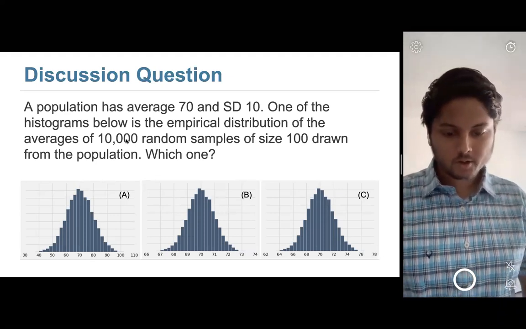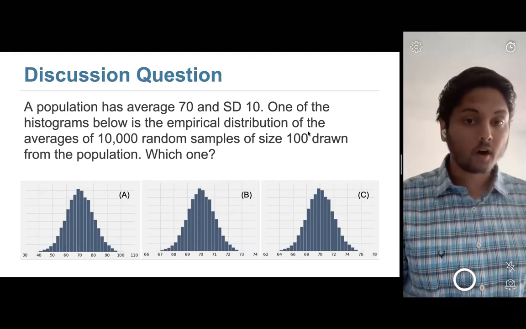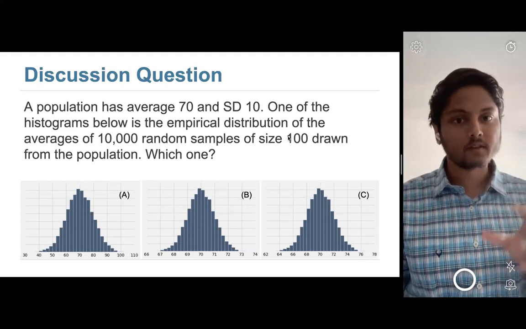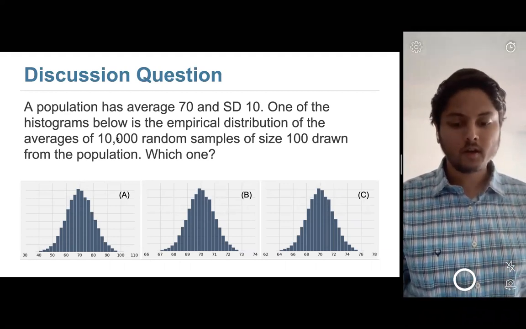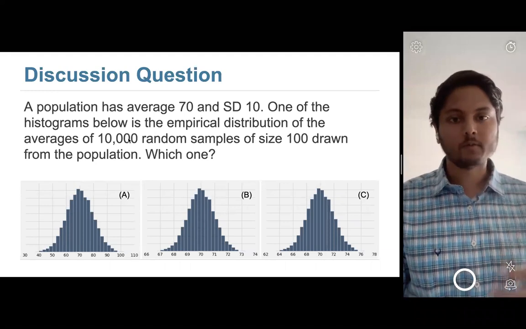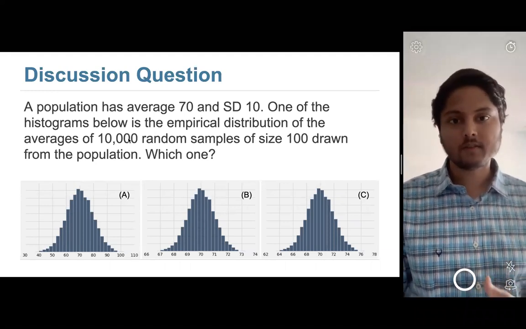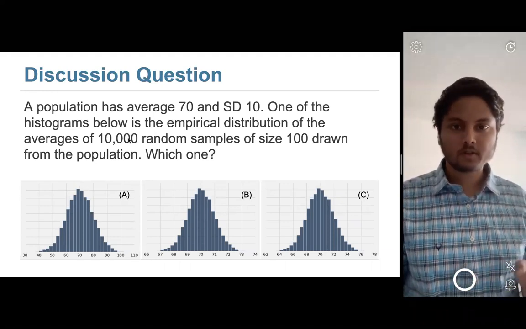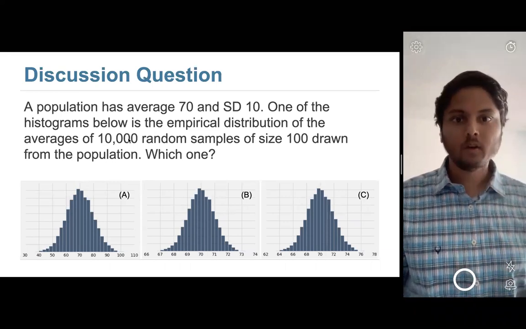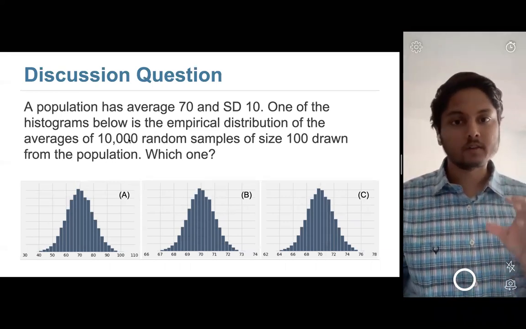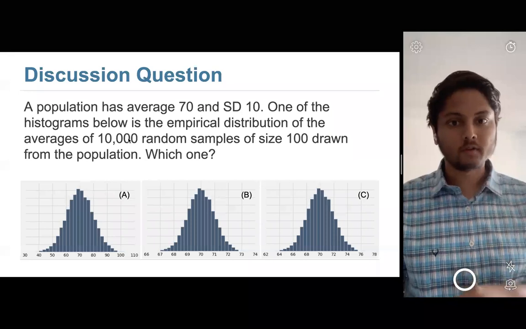Oh, someone had a question here. We're taking the square root of 100 because that's the size of our sample within each simulation. 10,000 is how many times we're doing the sampling, so 10,000 is the number of simulations. The number of simulations doesn't affect the formula at all. It's really just the size of the sample within each simulation. That's what's important.